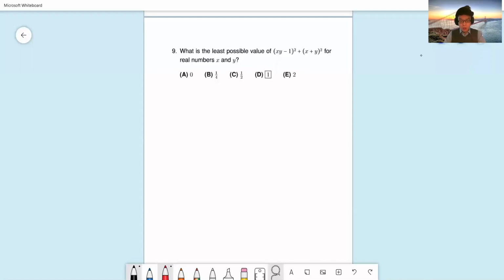Question 9. What's the least possible value of this expression in terms of x and y for all real numbers x and y? Let's open this square and try to simplify it. So (xy - 1) squared plus (x + y) squared. Let's open the first square.